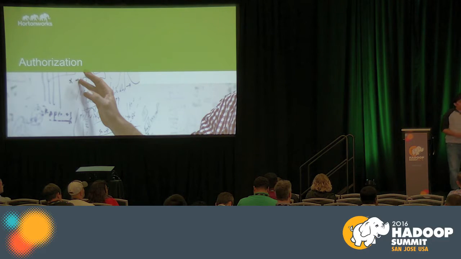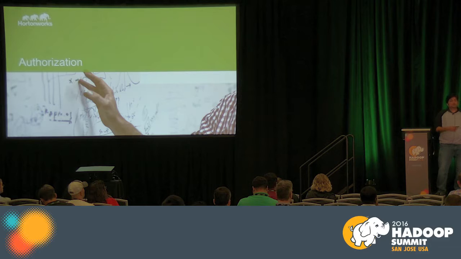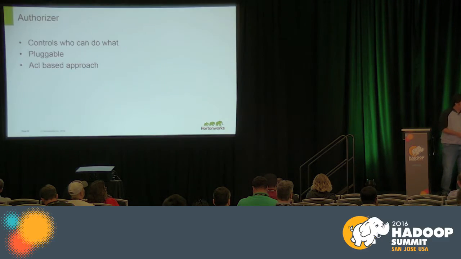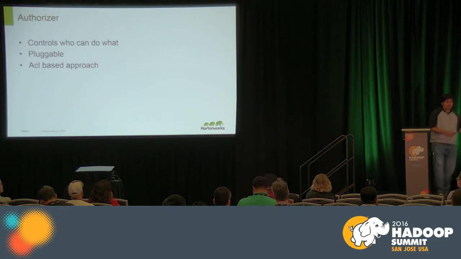So hi, everyone. What Harsha covered is how you establish the identity of a client. Once the server knows that you are who you say you are, the question comes, what can you do on the cluster? And that's where authorization comes into play. There are three things the authorizer basically allows you to do right now in the current implementation. One, it controls who can do what.